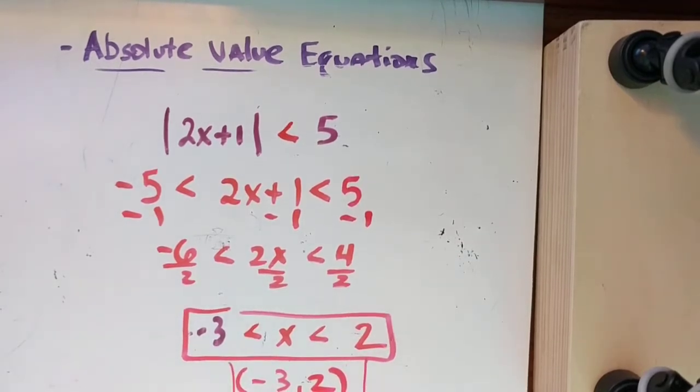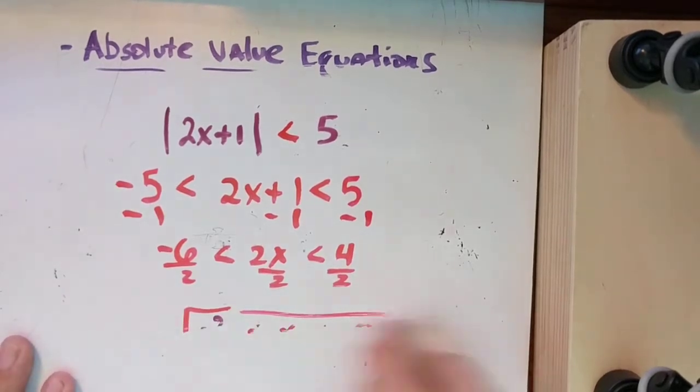Okay, and of course, if this were greater than, then we'd be using the other intervals on the number line, from negative infinity to negative 3, union from 2 to infinity. So rewind this video and look at the example for that if you need some help there.